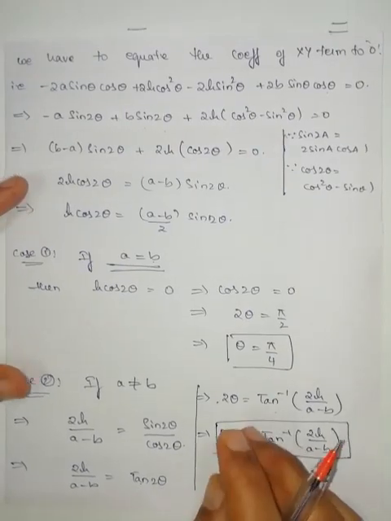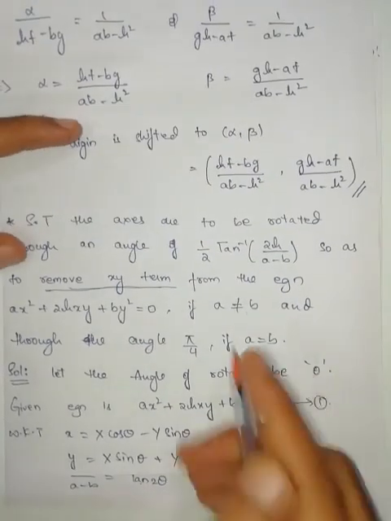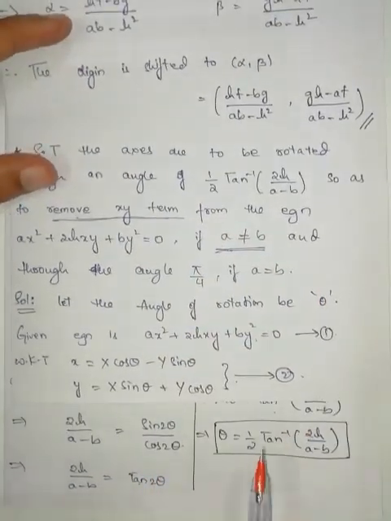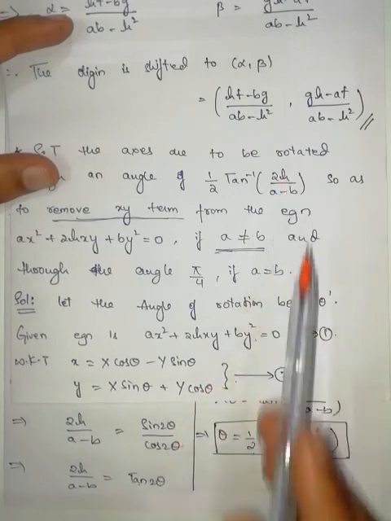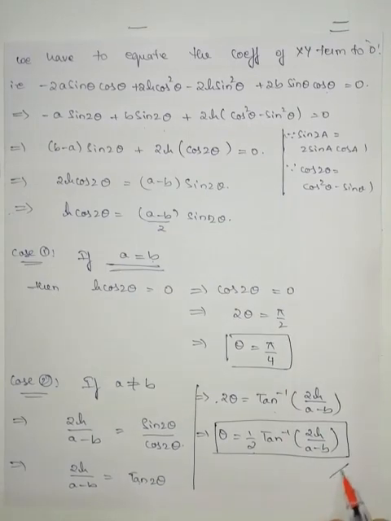This one only we have to prove. If a is not equal to b, we have to prove theta is equal to half tan inverse 2h by a minus b. If a is equal to b, we have to prove pi by 4.